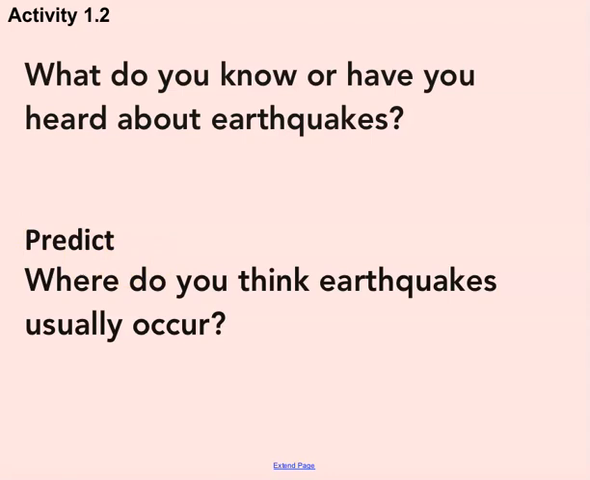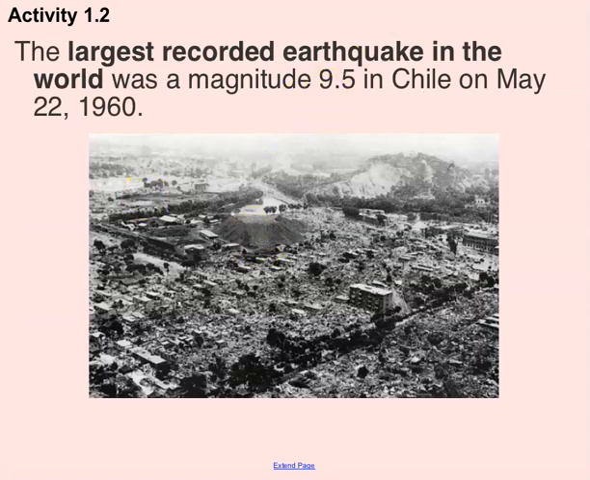So just like with the volcano video, we're going to take a quick look at some of the history behind earthquakes. Now we know the largest recorded earthquake happened in Chile on May 22nd, 1960, and it was a magnitude 9.5. And as you can see from this picture, there's quite a bit of devastation.